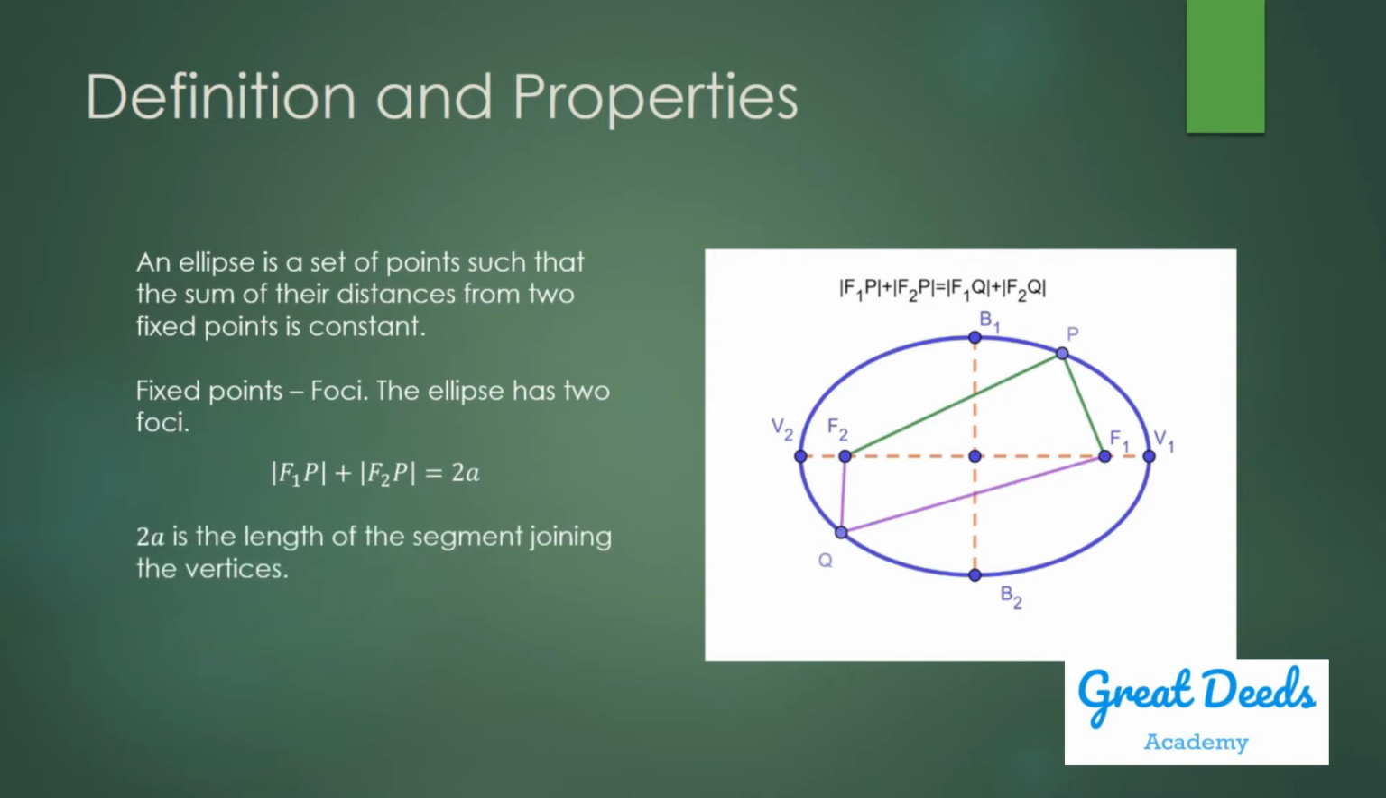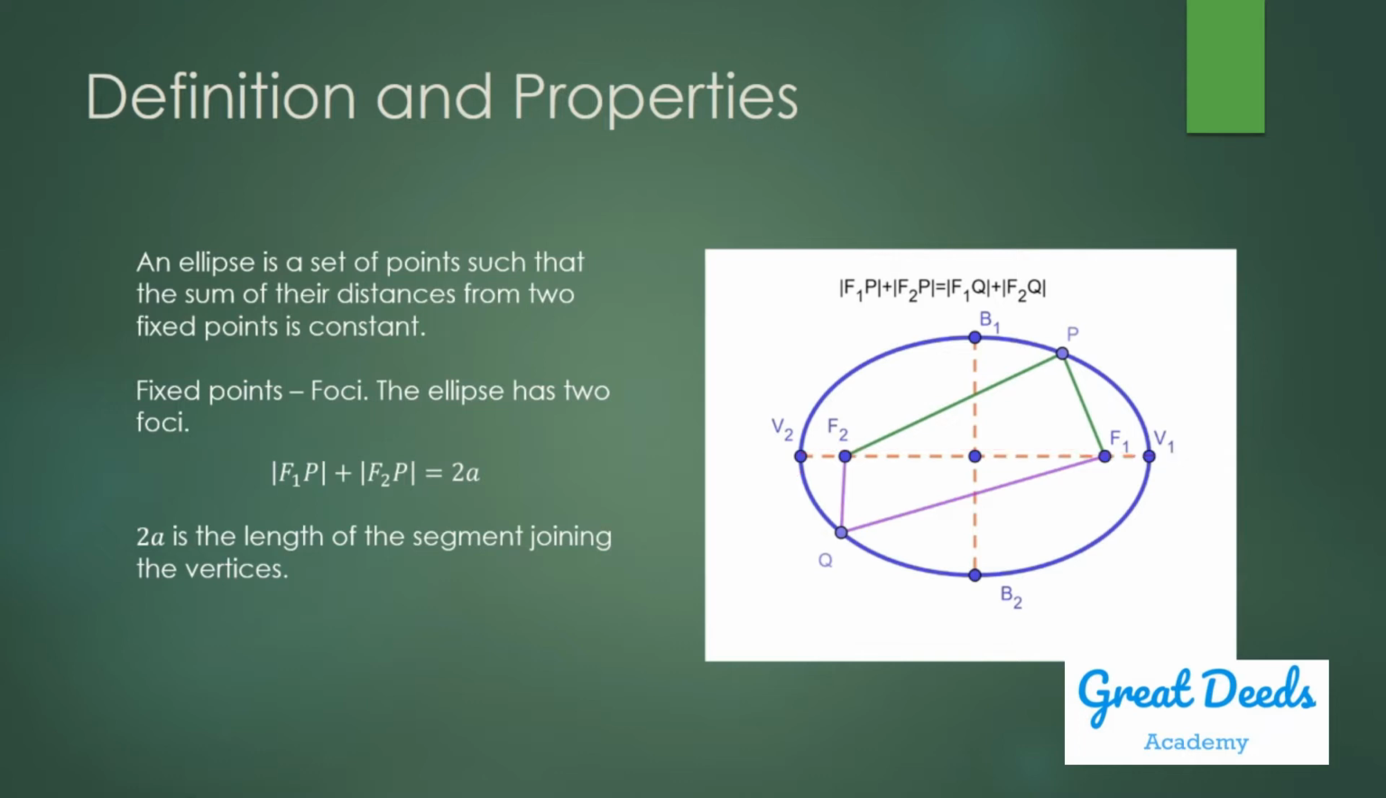2 times A is also the length of the line segment that joins the two vertices. V1 and V2 are the vertices, and the length of that line segment is equal to 2 times A.